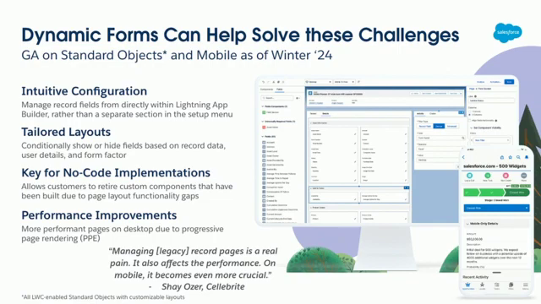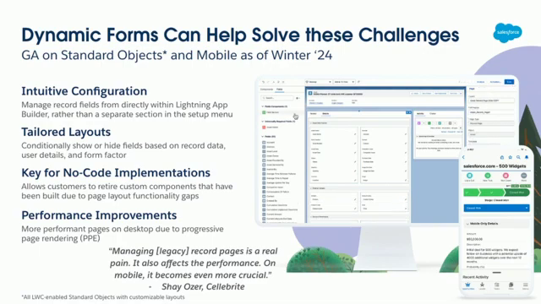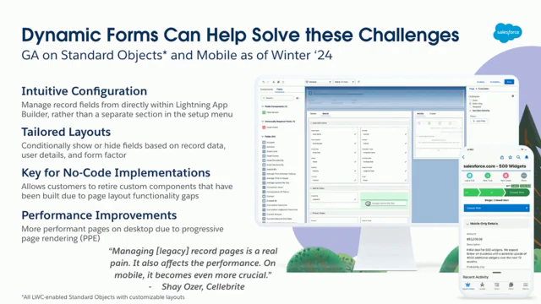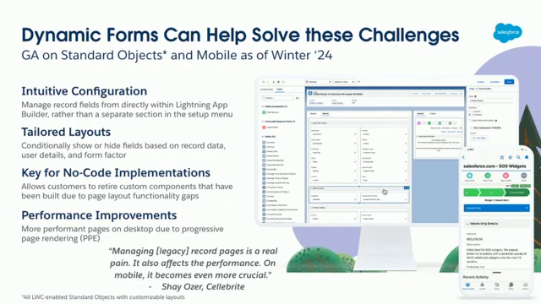Dynamic forms is one of the ways that you can help solve these challenges. Dynamic forms has been a long-standing idea exchange item. The original idea had over 120,000 points, and subsequent related ideas have gathered over 200,000 points. So it's one of the biggest asks from our customers. In the Winter 24 release, we're excited to announce that it's now GA on all LWC-enabled standard objects and mobile devices. So this is hundreds of additional objects that we've now enabled with dynamic forms.